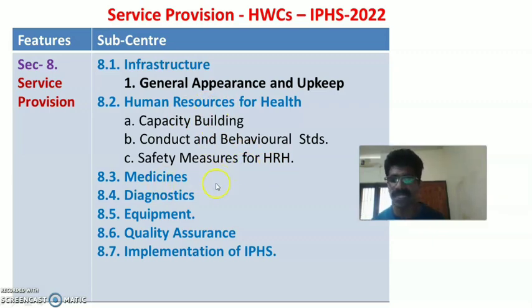Then 8.3 is medicines, related to medicines, and 8.4 related to diagnostic test available in the health center. 8.5 related to equipment available as per the IPHS standard in the sub-health center, and how to maintain the quality assurance, that is 8.6, and 8.7 implementation of IPHS. So there are many criteria for implementation of IPHS. We discuss it later. So first one is 8.1, that is infrastructure.